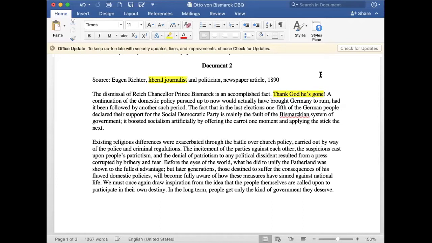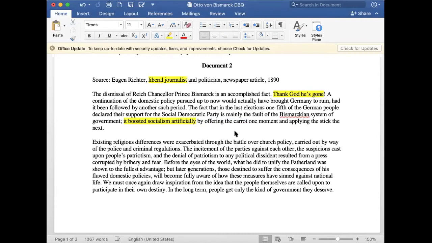Okay. So then it says, a continuation of the domestic policy pursued up to now would actually have brought Germany to ruin. And then where it starts to excite me is here, when he says that Otto von Bismarck boosted socialism artificially by offering the carrot one moment and then applying the stick the next. So he's saying he's deceived people by offering these socialist measures, but he's still identified as conservative and officially went against the Socialist Party.